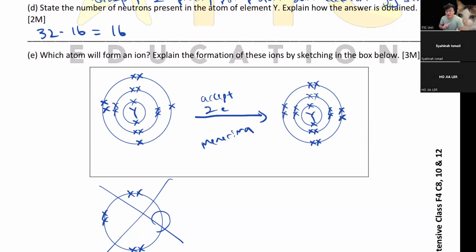Okay, so if I take 2 electrons, I will become 2 negative. This means I took 2 electrons, because electron is negative, right? I take 1 negative, I become 1 negative. I take 2 negatives, I become 2 negative.